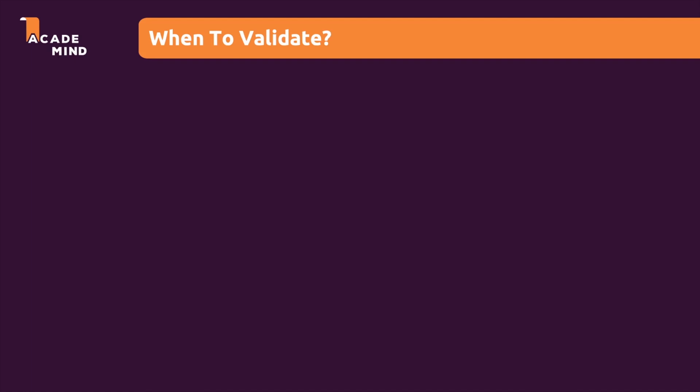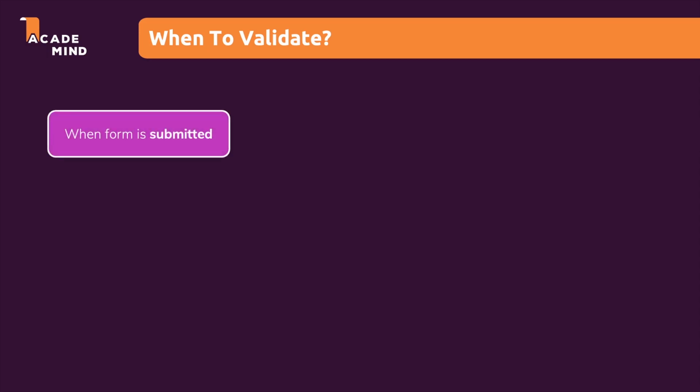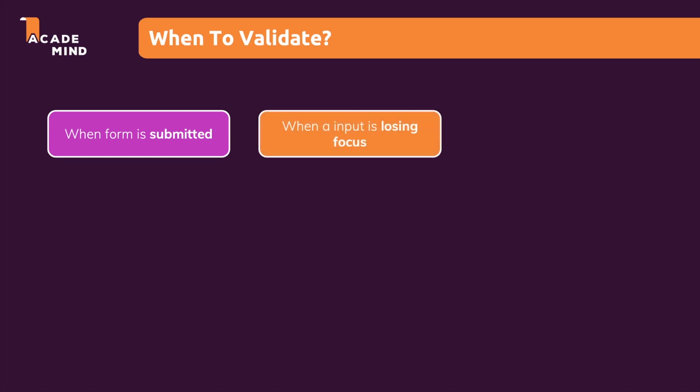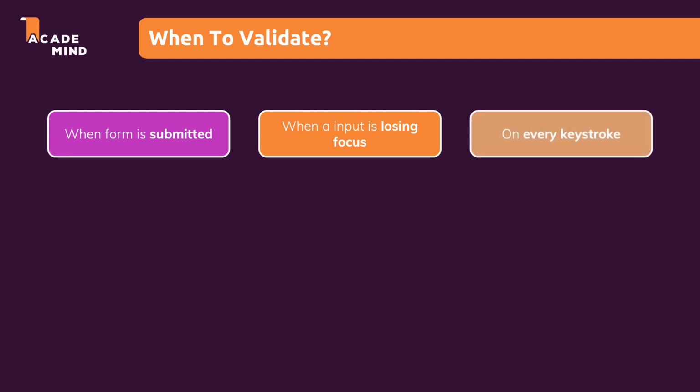Because the question then is when to validate. When should you check the user input? You can validate the user input when the form is submitted as a whole. You can also check the value entered by a user once an input loses focus to then check what the user did enter there and find out if it is valid. And you can, of course, also do that on every keystroke or on every change the user makes to an input.